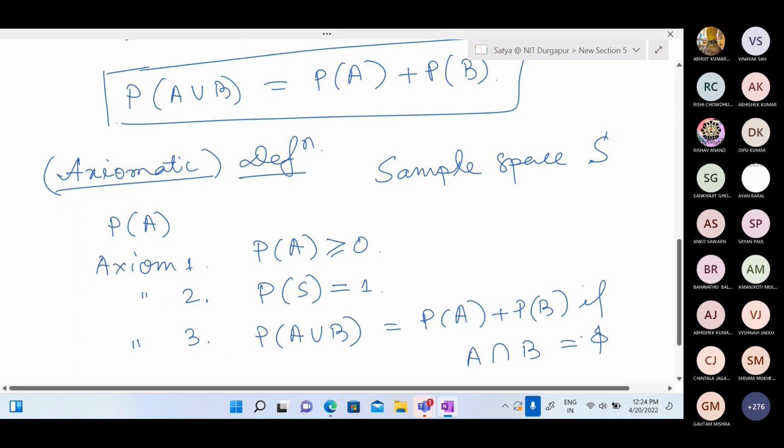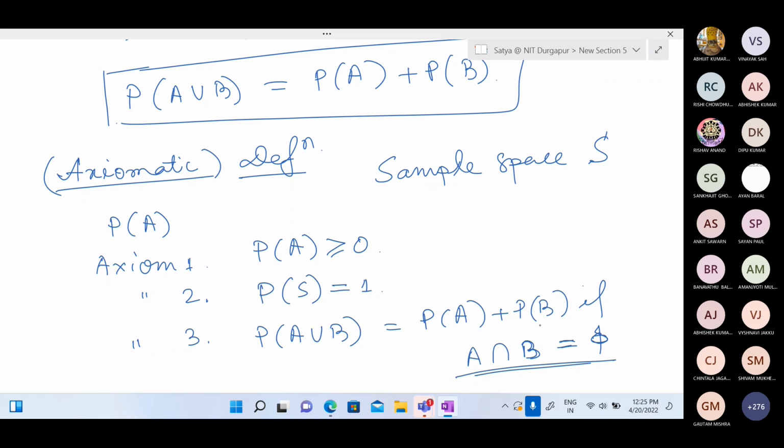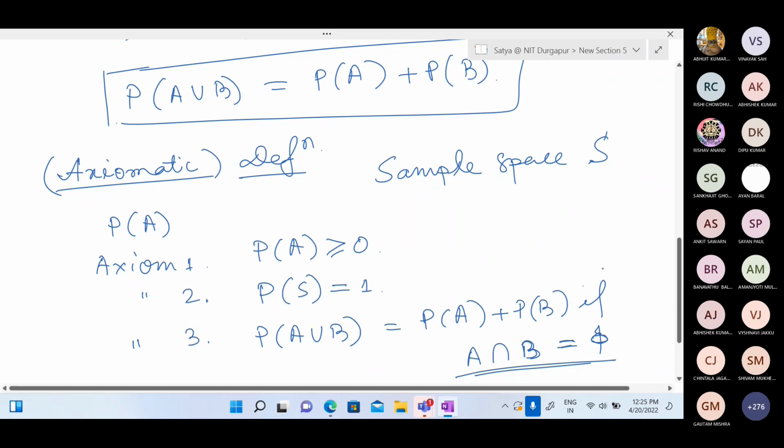Means what? That means A intersection B equal to empty set, so there is no common element or common set. Okay, you are mutually exclusive. Yes, exactly, mutually exclusive. So if these 3 conditions are satisfied, then we denote the probability by P of A.